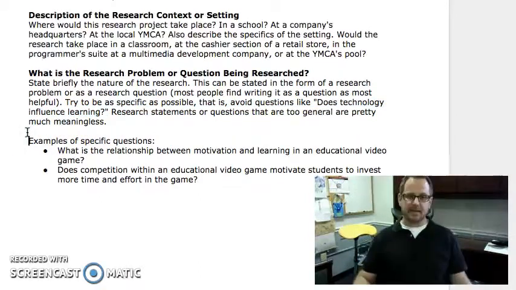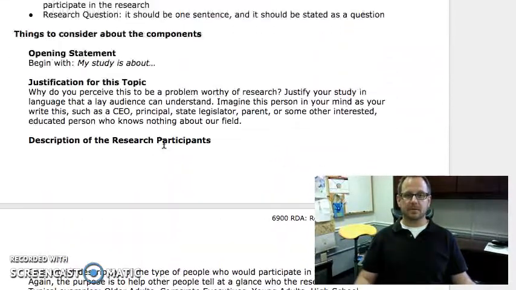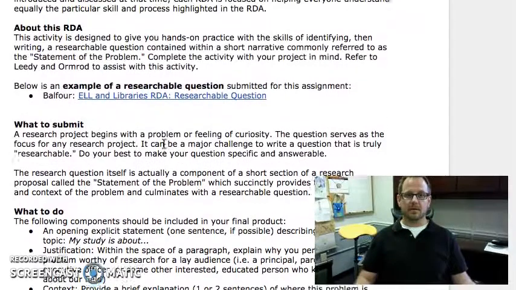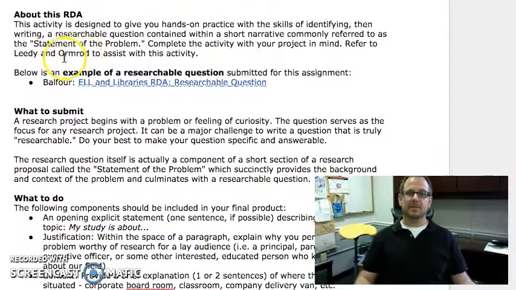And then I give a couple examples here. And as a reminder, there's an example here, all the way back up at the top under About This RDA. There's an example from a previous class. It doesn't mean that that example is perfect, but it's a really good, strong example, and it will give you a sense of what this person was thinking about and what this person submitted.